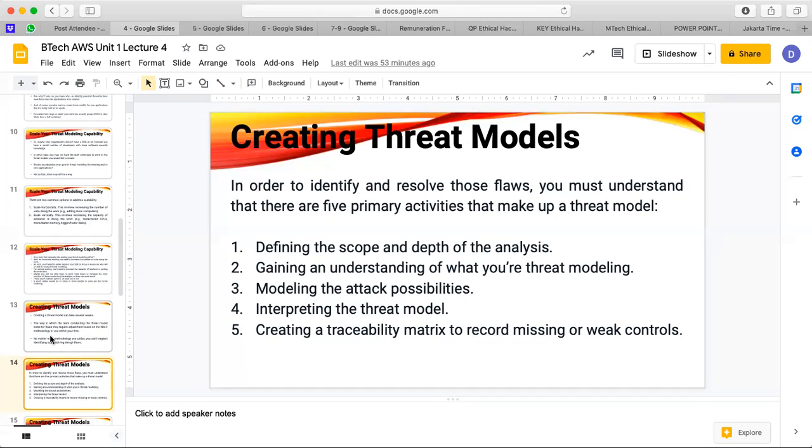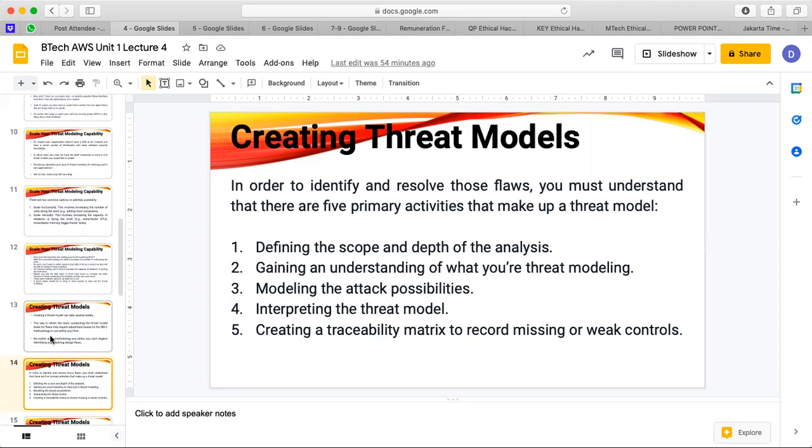In order to identify and resolve those flaws, you must understand that there are five primary activities that make up a threat model. First is defining the scope and depth of the analysis. Second is gaining an understanding of what you are threat modeling. Third is modeling the attack possibilities. Fourth is interpreting the threat models. And fifth is creating a traceability matrix to record missing or weak controls.